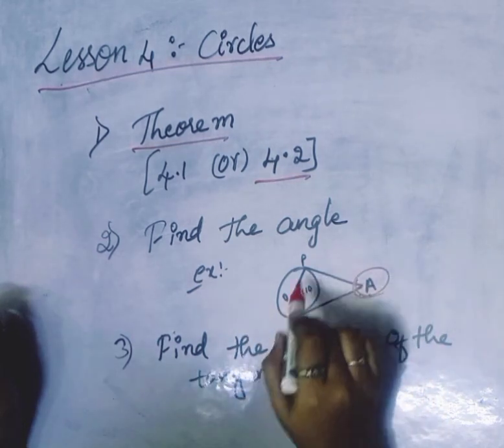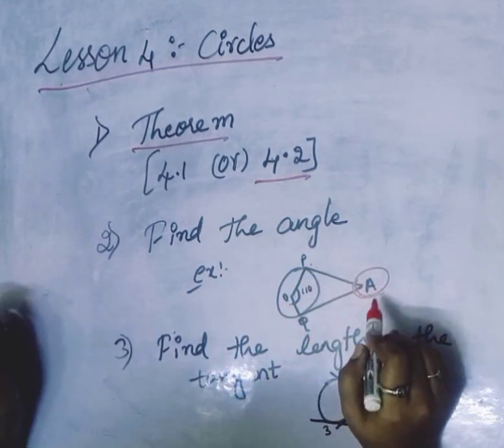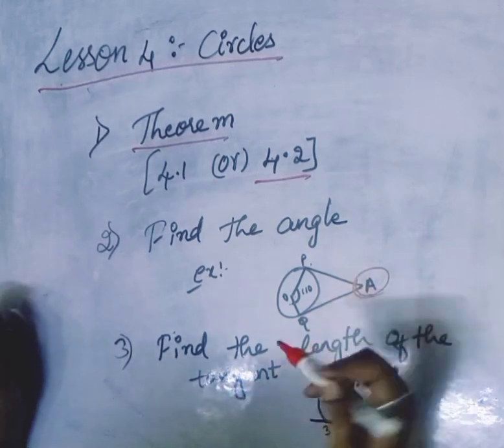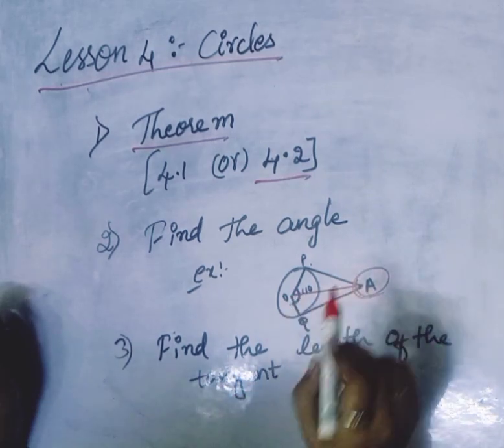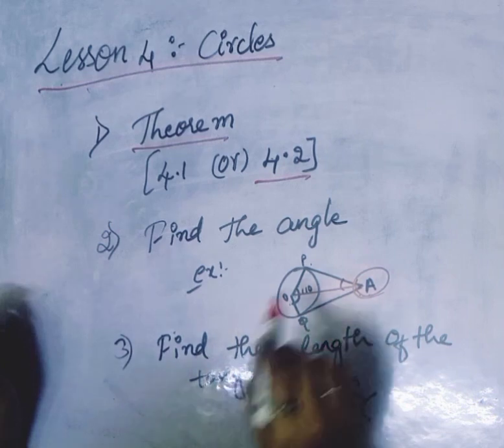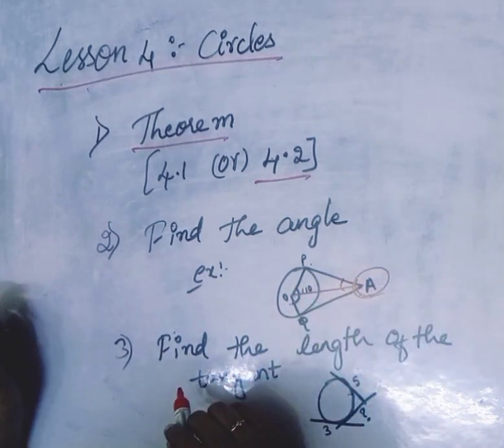They have given angle O, and angle P and angle Q will be 90 degrees. You need to find angle A. Like that one. Otherwise, they may cut the line and tell you to find this PAO angle. Like those questions can also come.